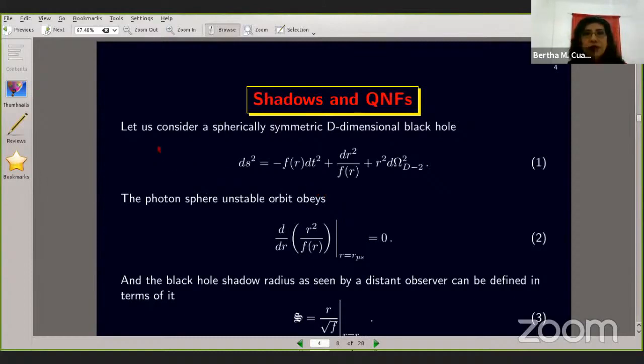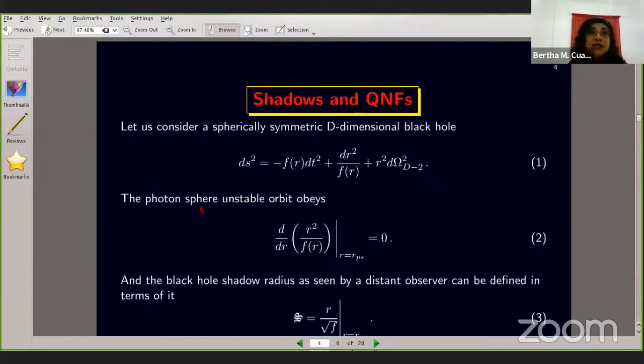So if we employ, for example, a Hamiltonian or a Lagrangian formalism in order to study geodesics, we can find that the photosphere orbit obeys this kind of equation. Now, the idea is to use this equation that will give us the photosphere radius in order to define the shadow of a black hole.